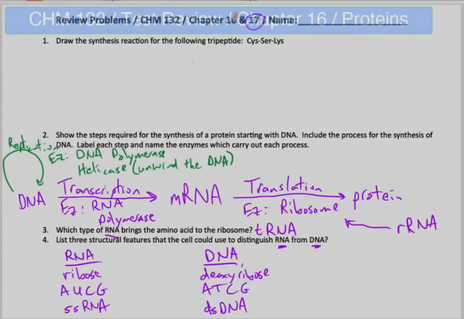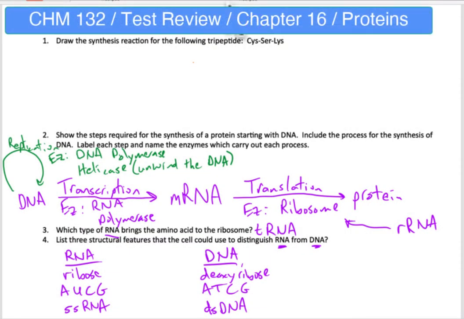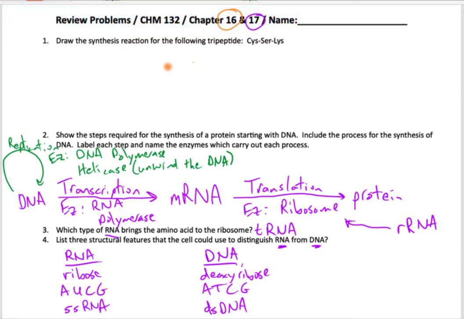So in this video, let me run through the test review for chapter 16 on proteins and enzymes. One thing you should be able to do is to write a complete synthesis reaction for a given di or tri or tetrapeptide. Now here we see the 3-letter abbreviation. You should also be able to use the single letter abbreviation for these amino acids.